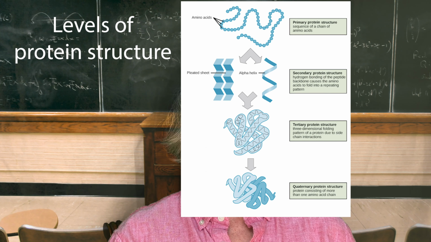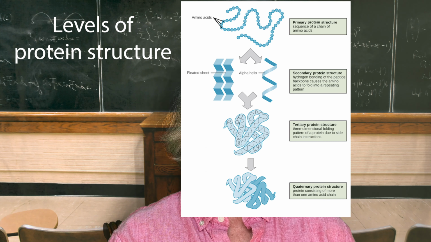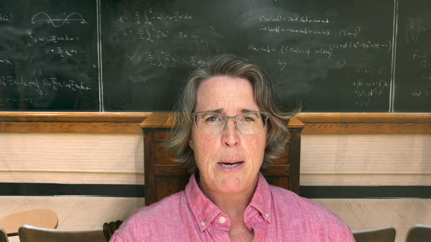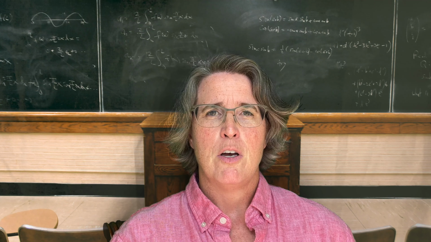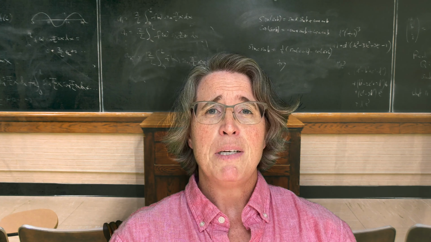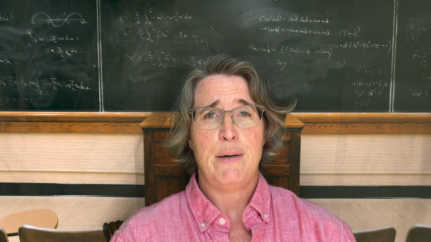The tertiary structure consists of 2 or more different types of secondary structures. And then the quaternary structure is when you have multiple subunits coming together and interacting to form the larger protein complex. And again, protein shape determines protein function. So if you change the amino acid sequence, you can potentially alter the function of the protein.